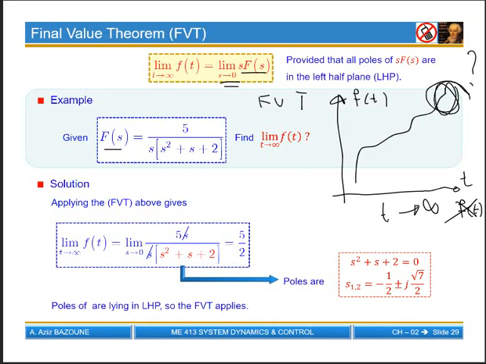Now we have F of s here. We just multiply s by this one, and we will find the limit of f of t. Here he is asking you to find the limit of f of t when t goes to infinity. So we just need to multiply s by this expression. When we multiply by s, this is what we got. We simplify this s with this s, and then substitute when s goes to 0, this will be 0, this will be 0, and your limit will be 5 over 2. 5 over 2 is the limit for this system.